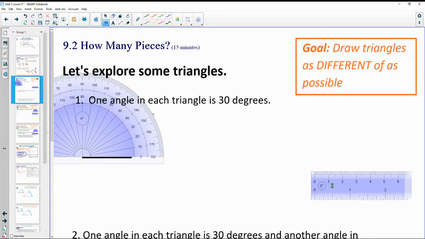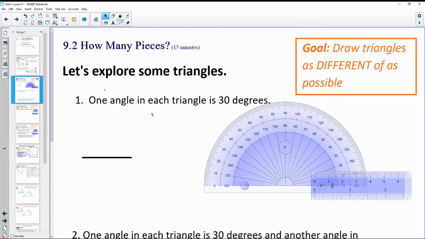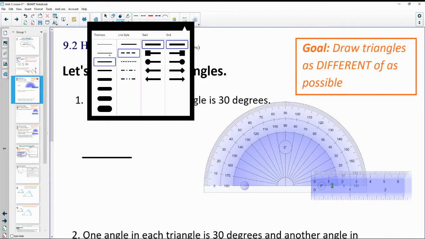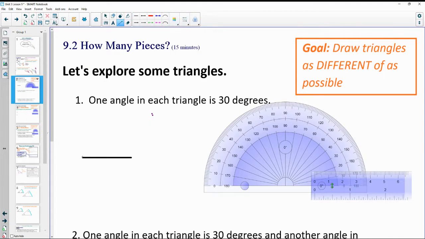So here's 30. Oops, that's a little bit off. So we'll use that second dot. So that's 30 degrees. So anywhere along this ray right here will be 30. So I can do whatever I want now. I'm just going to go like this and then draw there. Now I need to try and draw one that's as different from this one as possible, as different as I can possibly make it.